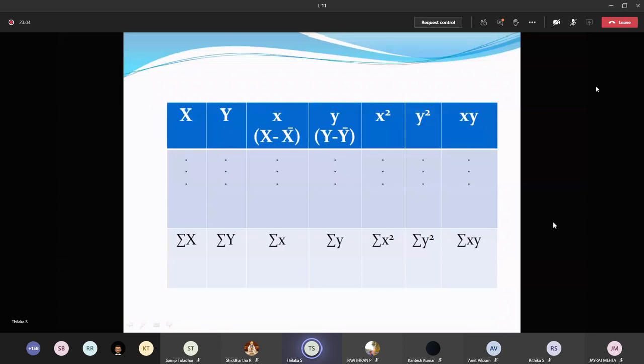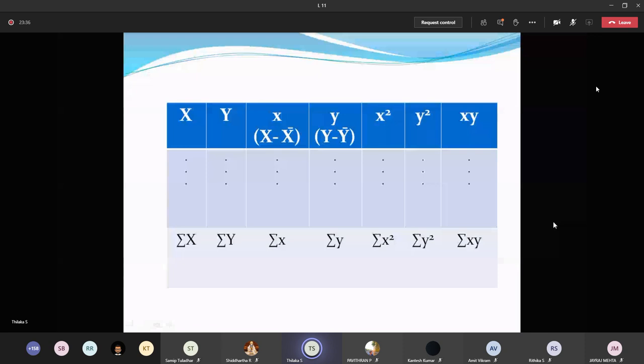Likewise, small y is equal to capital Y minus y bar, and this y bar is equal to sigma y divided by n. So the sum of y variables divided by the number of y variables. So after the x and y variables are given, you have to calculate the averages, mean, arithmetic mean, arithmetic average. All the terms are similar.